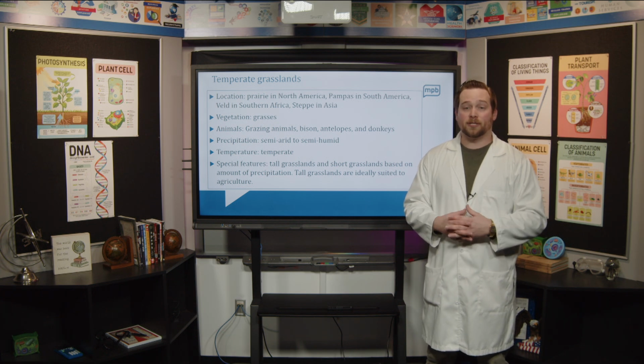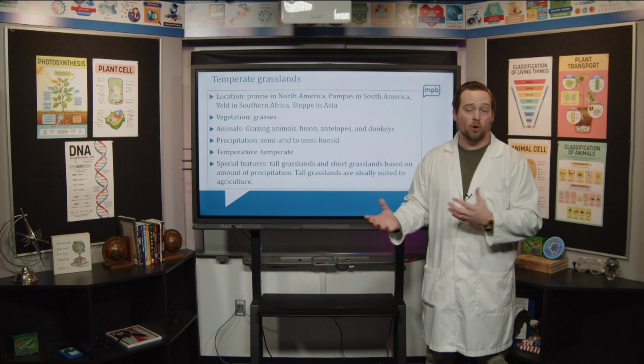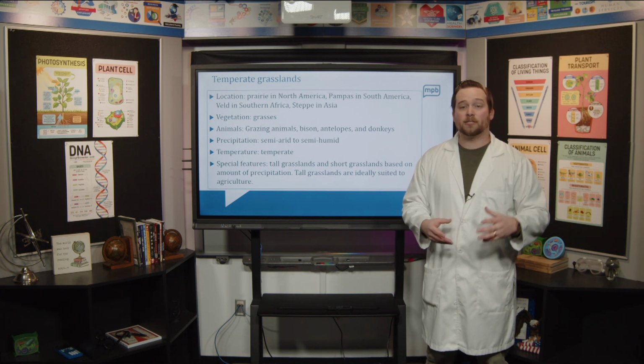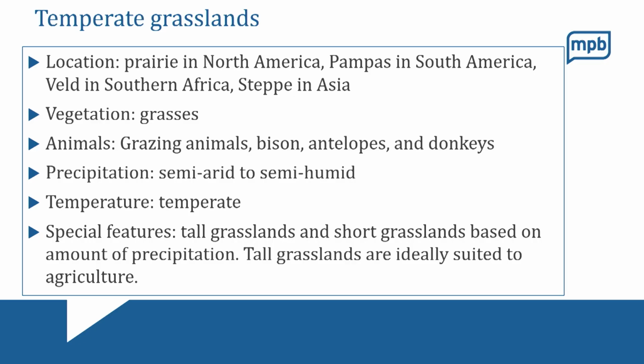The temperature here is temperate, and what we mean by that is it's not really hot or it's not really cold. It's just kind of in the middle. It's a moderate temperature here, okay? Let's look at some of the special features of the temperate grasslands, and then I'll go on and show you the pictures here. Okay, so for the temperate grasslands, you can actually subdivide this into two different biomes or ecosystems.